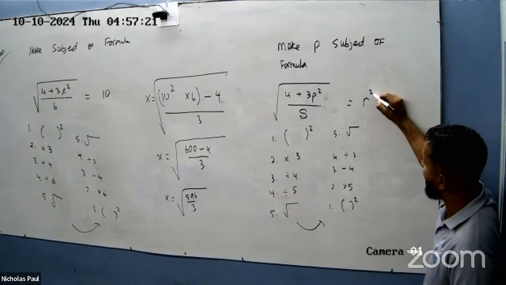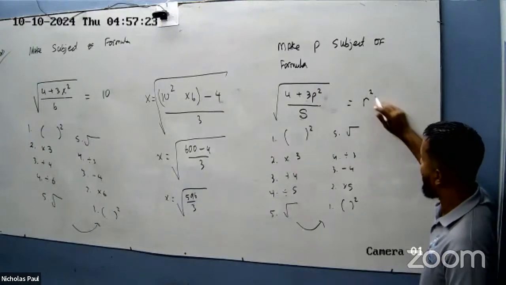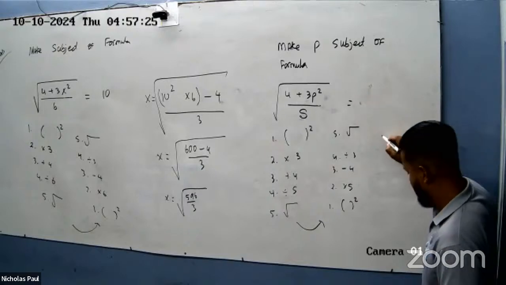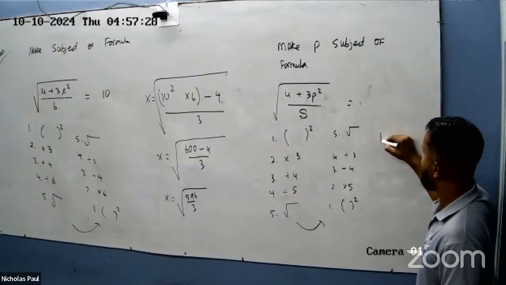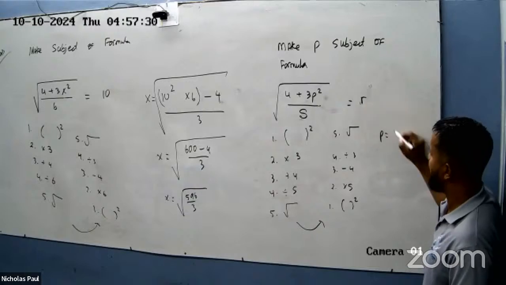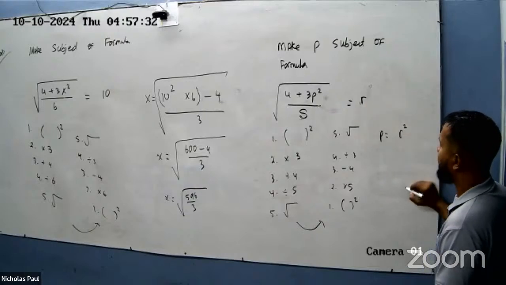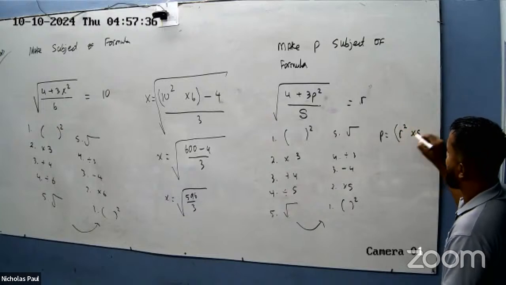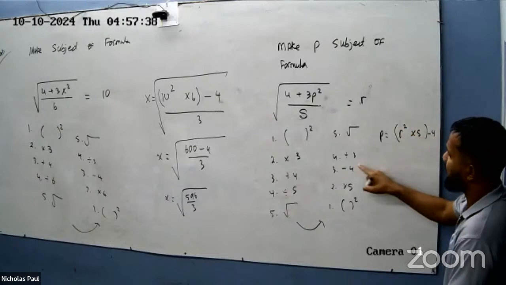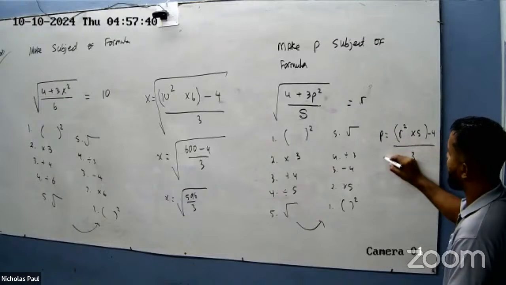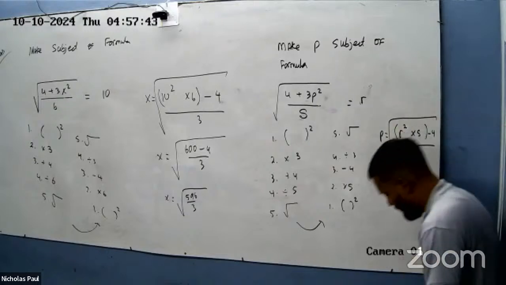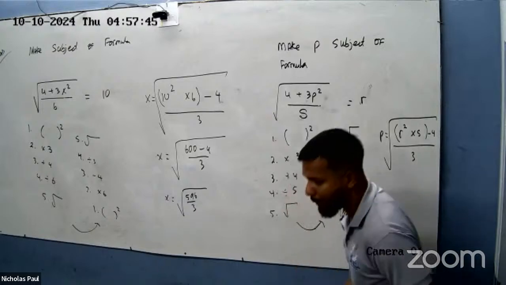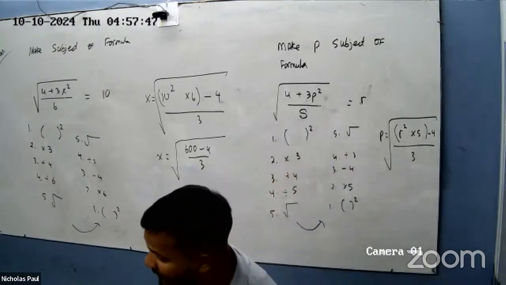I'm gonna square R. I'm gonna write it here for you. P is equal to, I'm going to square R, and I'm going to multiply by S, then I'm going to minus 4, then I'm going to divide 3 square. Right, copy it down.